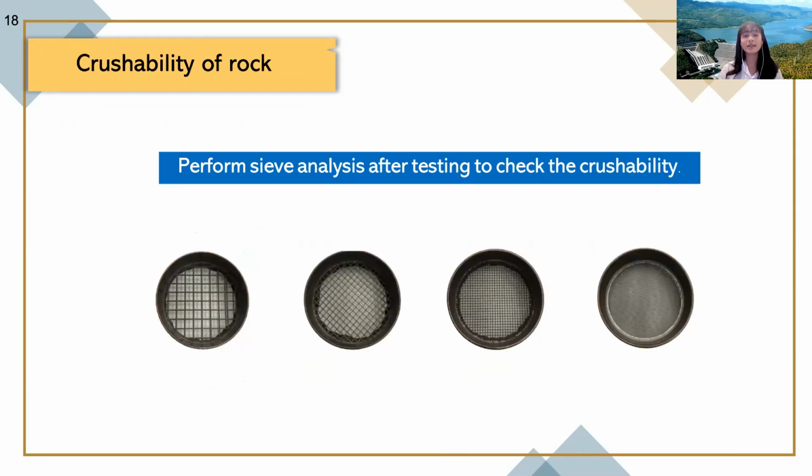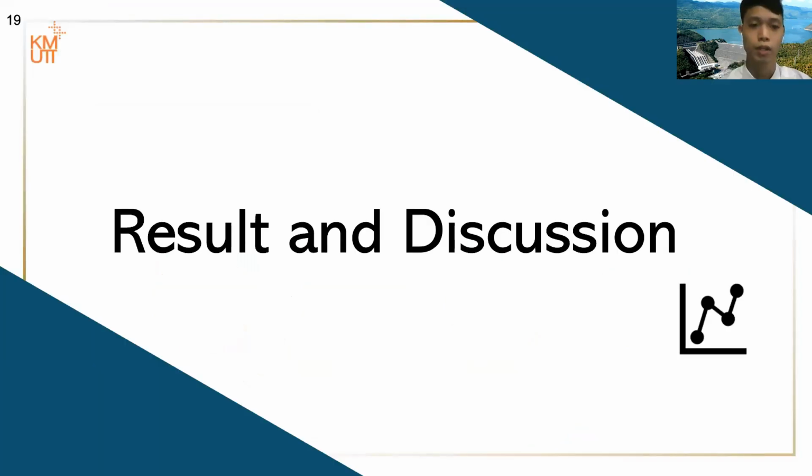After the test is done, bring the sample out of the mold and perform sieve analysis to check the crushability of the rock sample. After the experiment, we can collect the raw data of load and deformation of the specimen. Then we use the data to plot the relationship between stress and time, strain and time, and stress and strain to observe the behavior of the rockfill material during the creep.